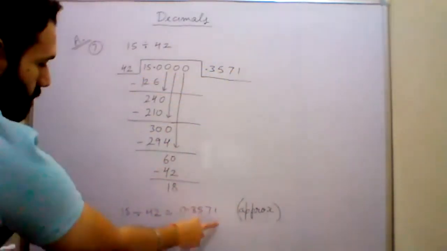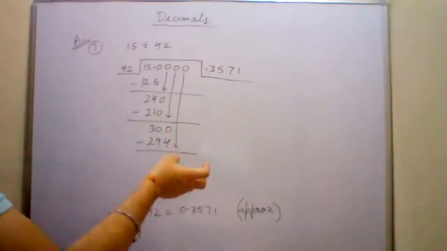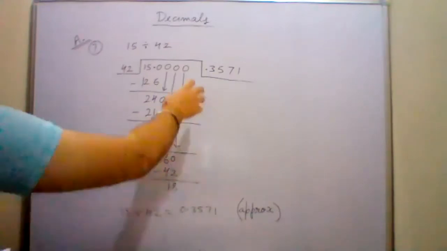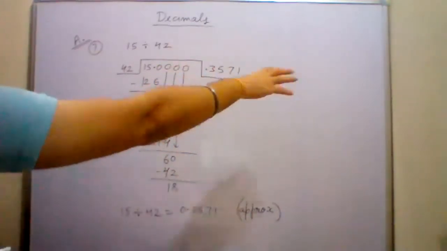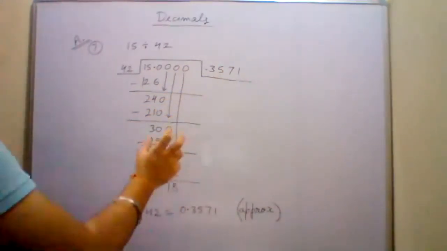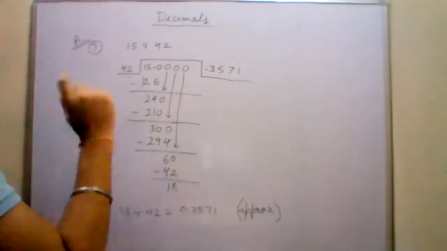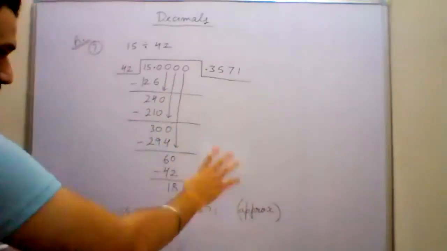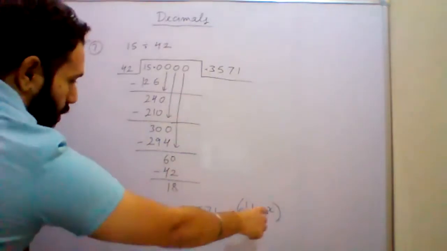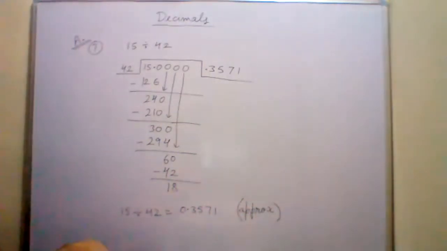So whenever your answer is not exact, it is a nearby answer. This is not the exact final answer. You can keep on doing division like this, and you will get infinite, unlimited decimal places. So whenever you are writing a nearby answer, you have to write approx in the bracket. Okay.